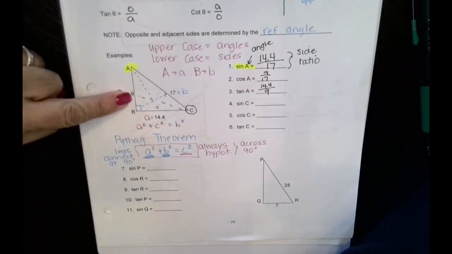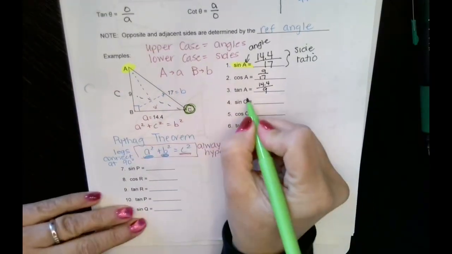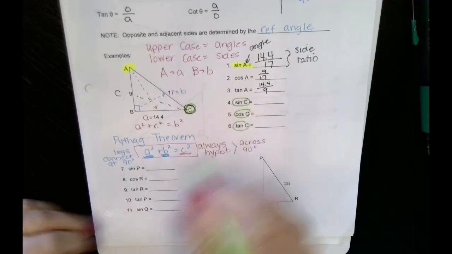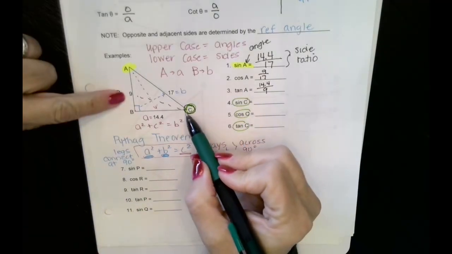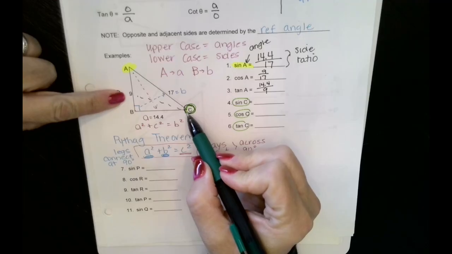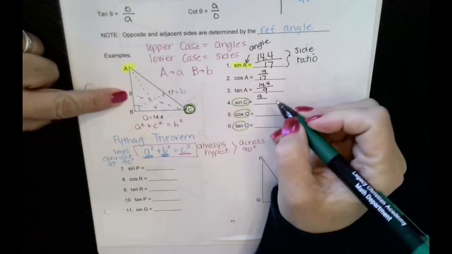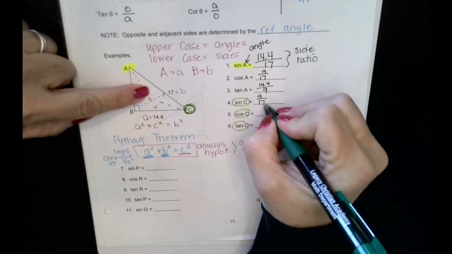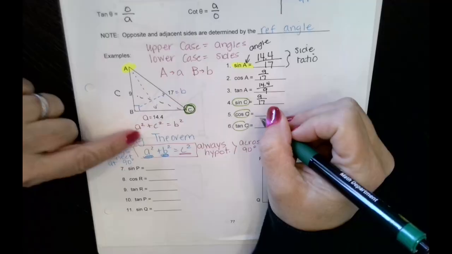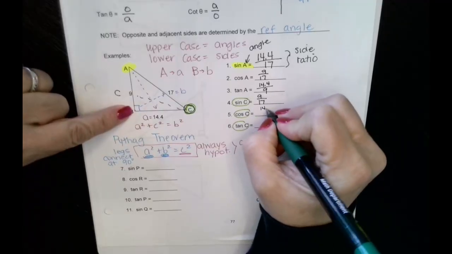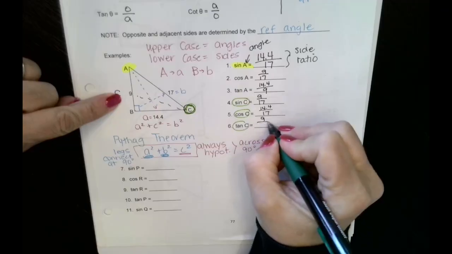Okay, now I'm going to go look. I wish I had another highlighter, but I don't. So I'm going to look at this angle C now, because this is all angle C. So if I look at angle C, my reference angle has changed. So if I look at sine, opposite, so my opposite side here is 9, over my hypotenuse, which is still 17. And then my next one is cosine, which is adjacent, so 14.4 over 17, and tangent is opposite over adjacent.